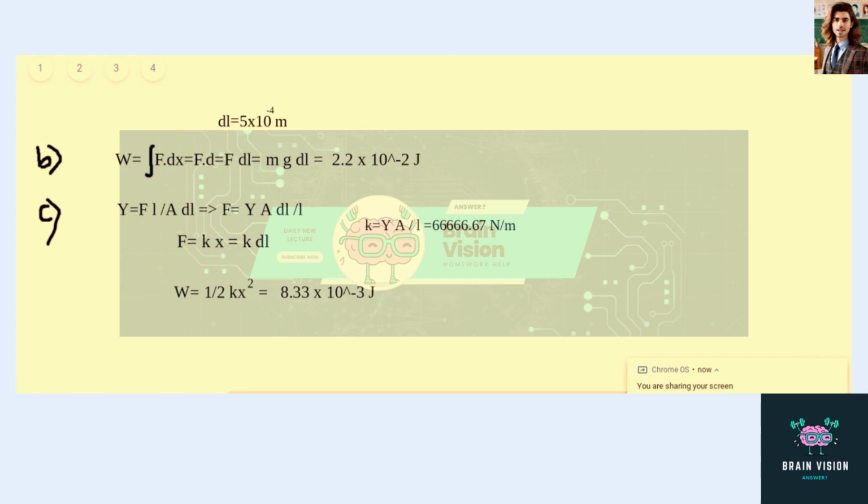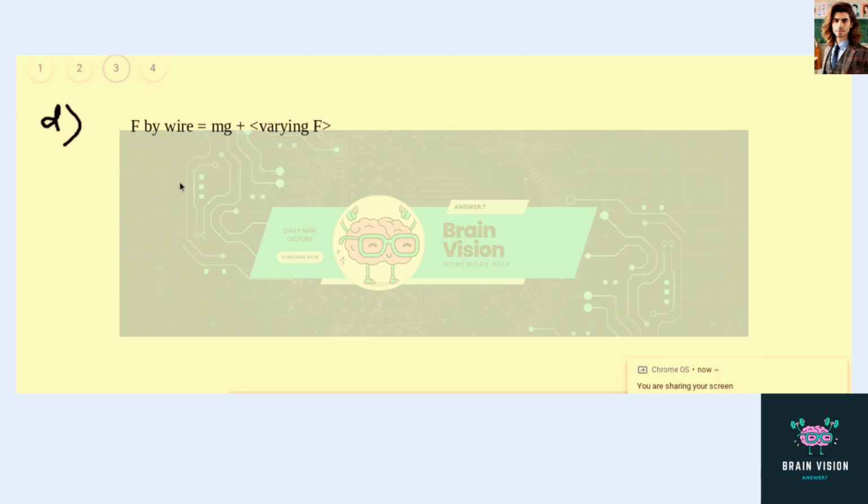Now, for the next part, it asks us to find the work done by the wire. So we know that by Newton's third law that every action has an equal and opposite reaction. So we can say that the force by the wire is equal and opposite to the force acting on the wire. So the total force acting on the wire is equal to the sum of the gravitational force and the varying force that is being applied.